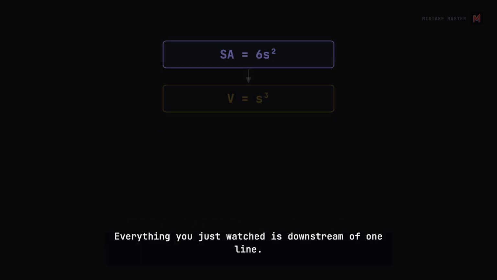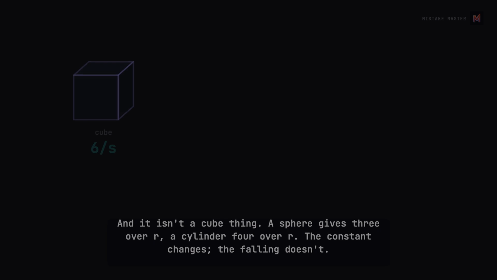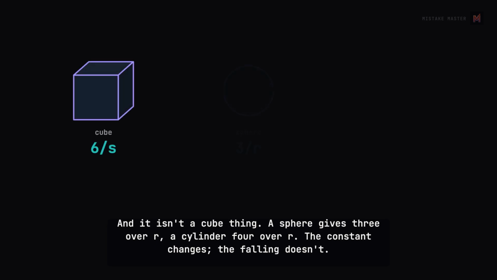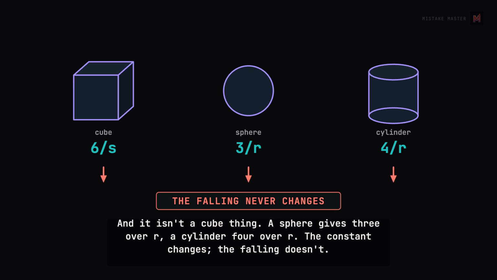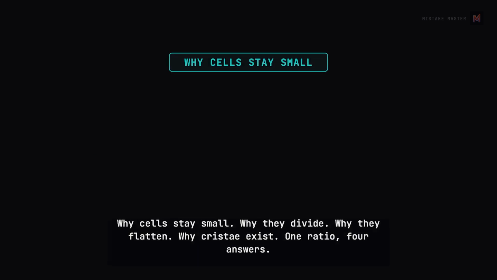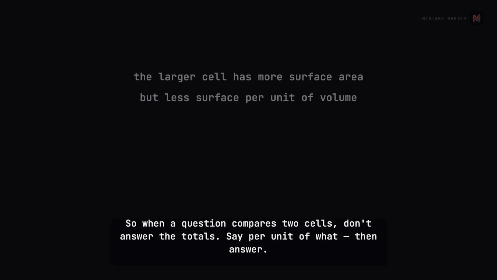Everything you just watched is downstream of one line. And it isn't a cube thing. A sphere gives 3/r, a cylinder 4/r. The constant changes. The falling doesn't. Why cells stay small? Why they divide? Why they flatten? Why cristae exist? 1 ratio, 4 answers. So when a question compares 2 cells, don't answer the totals.